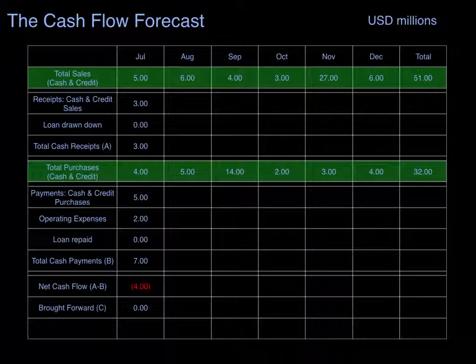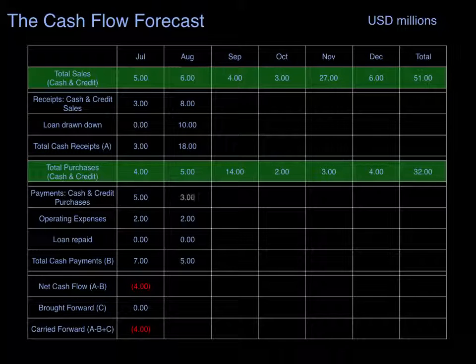We are starting off with no cash in the bank, so the figure we carry forward to next month is $4 million negative. We will need an overdraft at the bank to cover that shortfall. Moving on to inward cash flow for August, we expect an increase in cash from our sales activity, and also we expect to draw down our loan for $10 million.